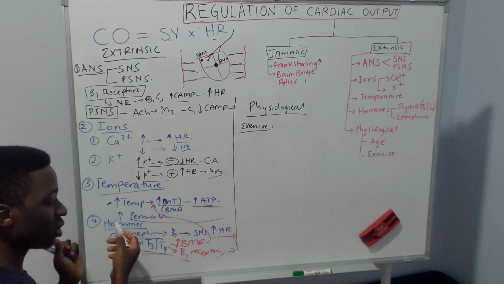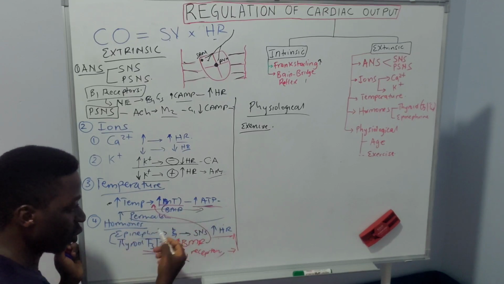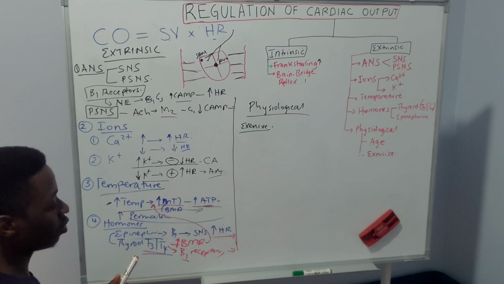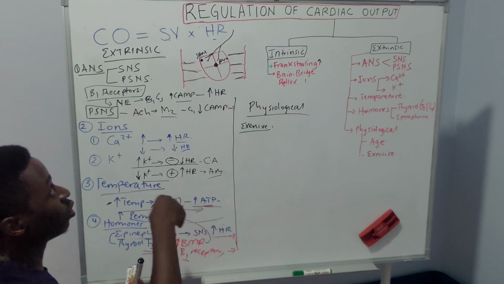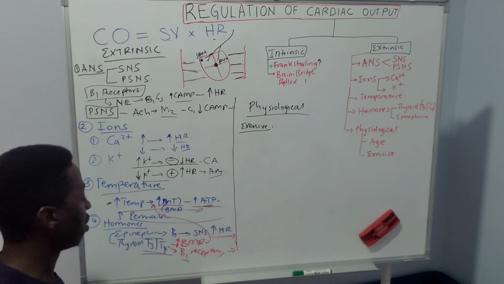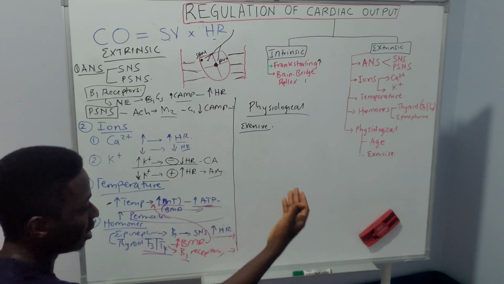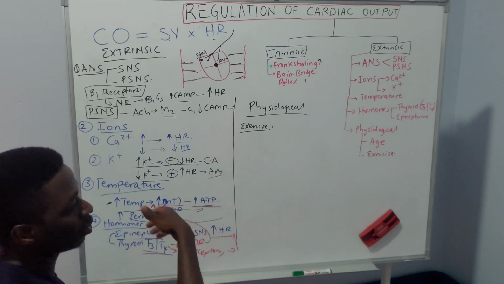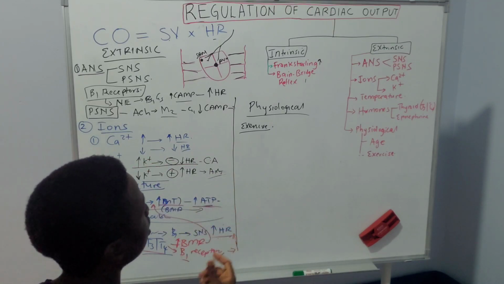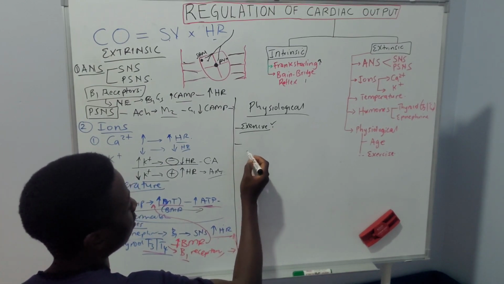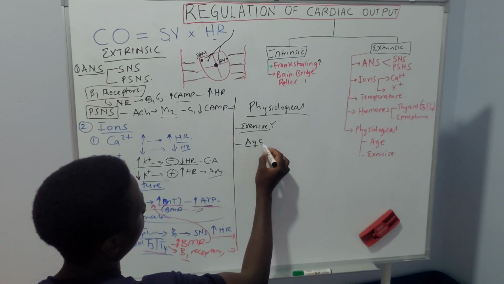Increase in temperatures, increased basal metabolic rate will increase this ATP and bring about this increase in contractility, stroke volume, and then you get increase in cardiac output. But also increase in temperature during exercise will increase permeability, and then increase depolarization, increase in the heart rate, and then eventually increase the cardiac output. So that is exercise. And then for the age, there are variations.